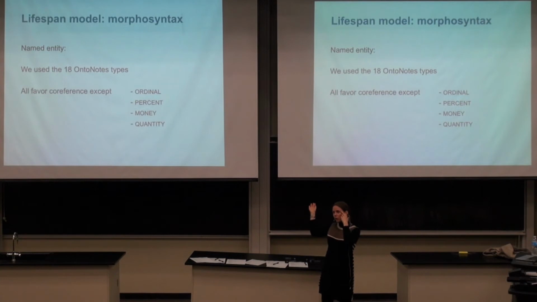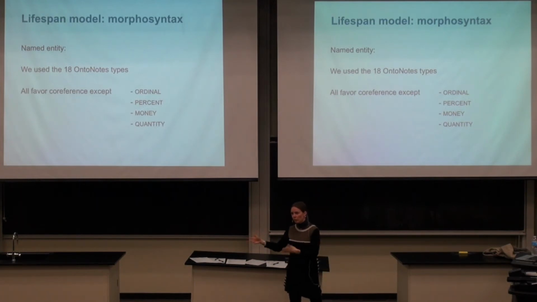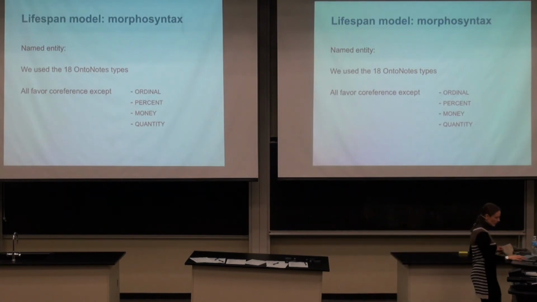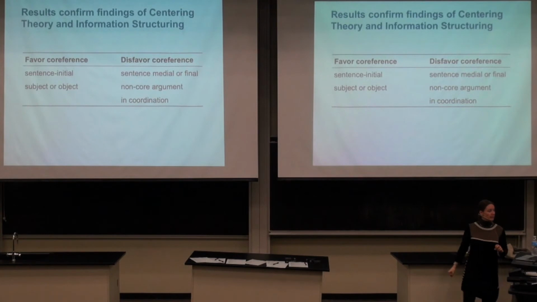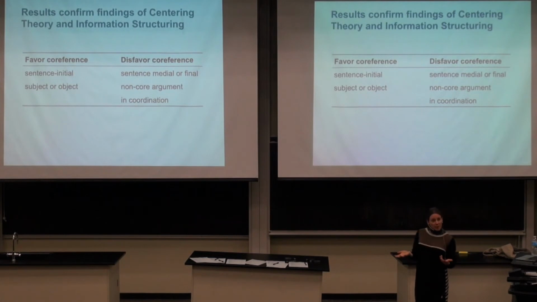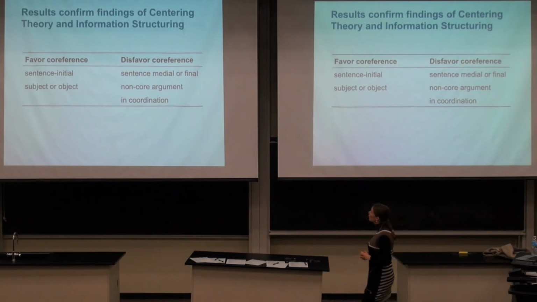I forgot to say, OntoNotes is mostly news-like data. So often if you just mention an amount of money, you are unlikely to continue talking about that, right? They sold the company for X amount, and that's it, then you're going to talk about the company. So if we look at those grammatical features, do we see what the literature is expecting us to see? And yes, we do.